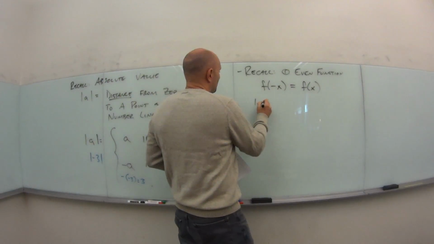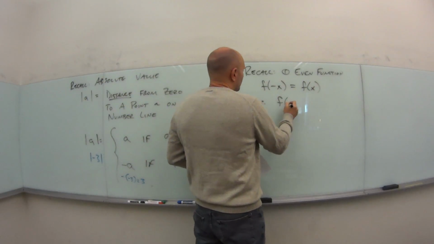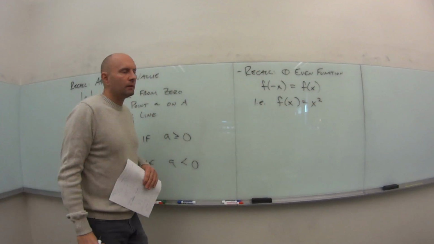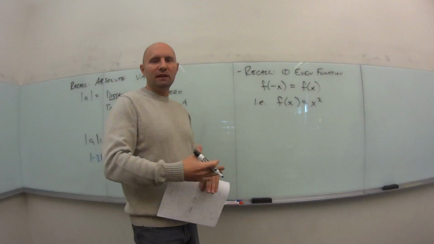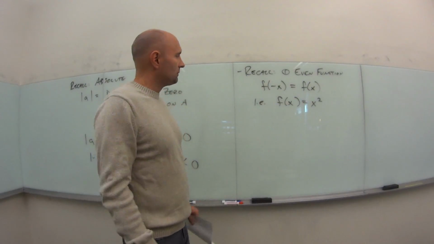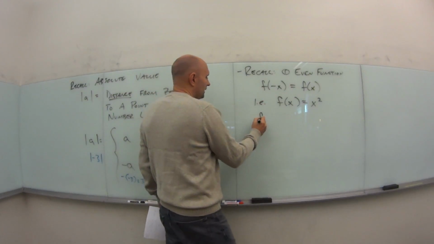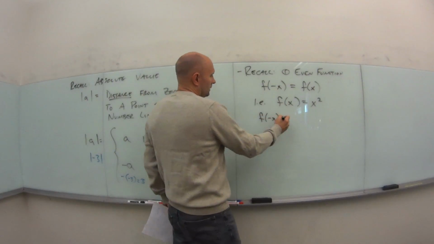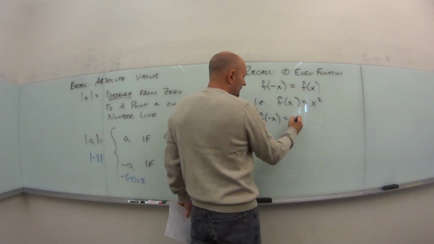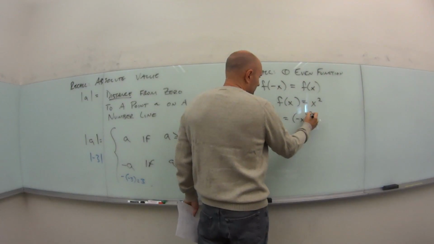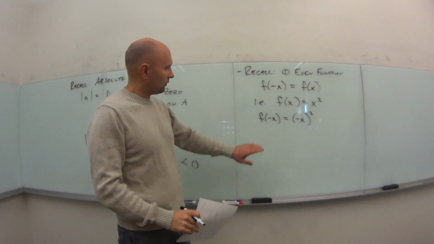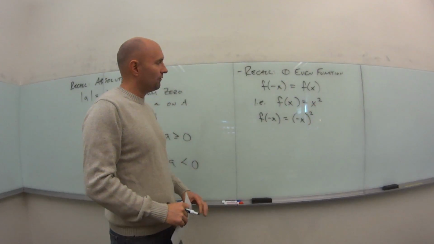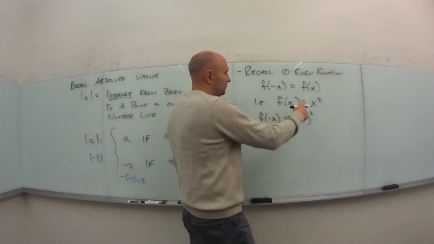So for example, if f of x is equal to x squared, and we want to know, is this an even or odd function, or maybe it's neither? What do we do? Well, we put in -x into our function. So f of -x means we have -x, the whole thing squared. Take -x, plug it into our function anywhere that we have a value for x, and then simplify.